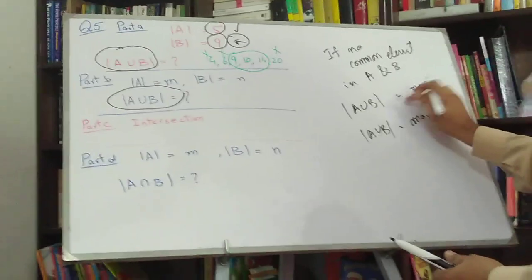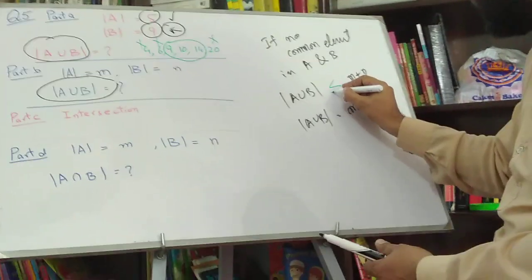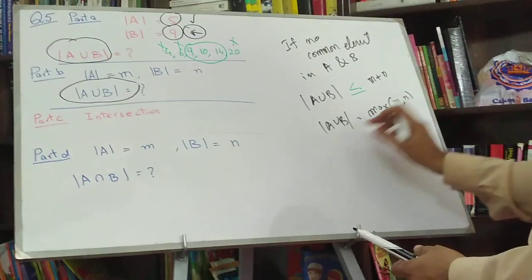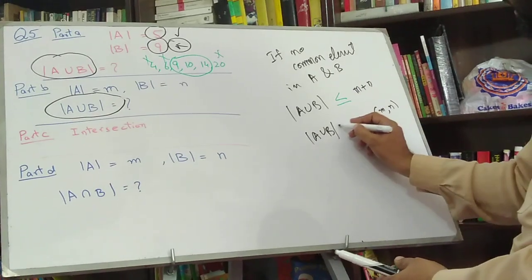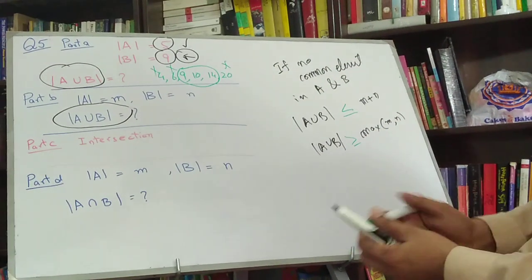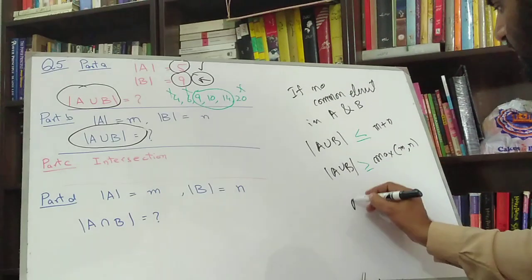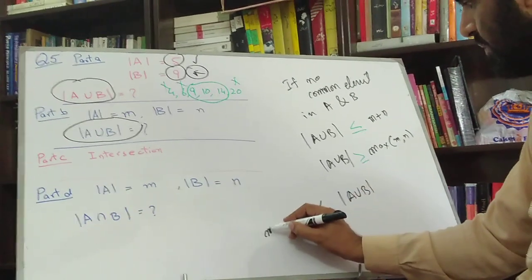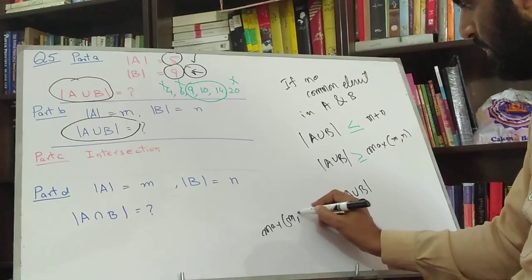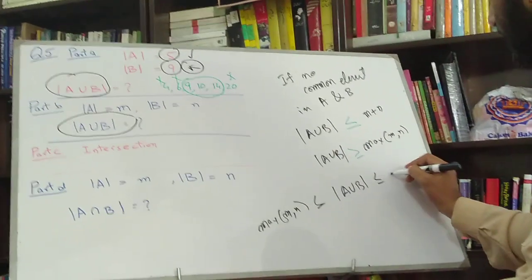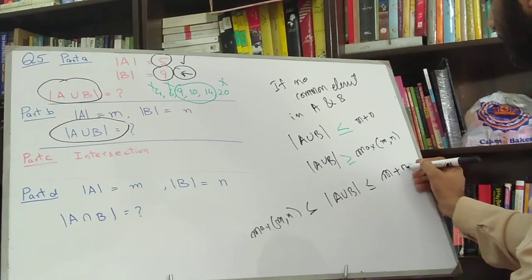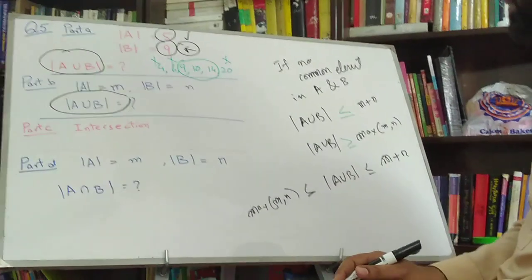So instead of equal, I just put less than or equal to. The size of A union B could be less than or equal to M plus N, and the size of A union B could be greater than or equal to the maximum of M and N. So we define a range: the size of A union B is greater than or equal to max of M and N and less than or equal to M plus N. Fine. So we define a range for the cardinality of A union B.